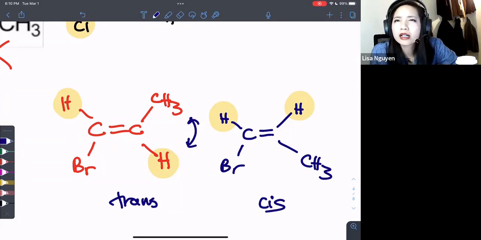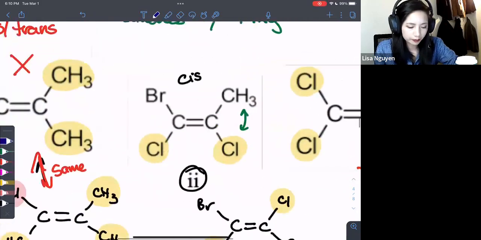Okay, Tanya asked why the first one won't be a cis isomer again? Yes.